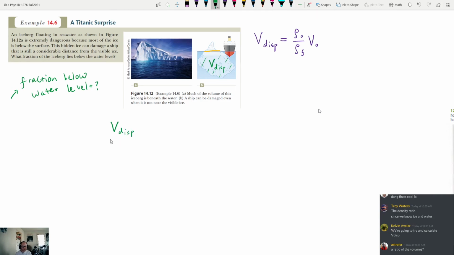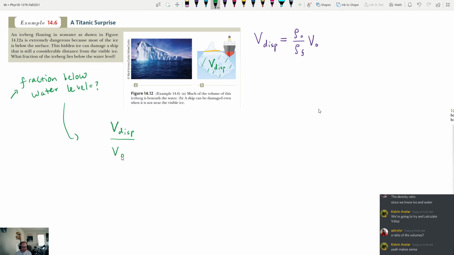Thank you. That's right. So this is what we mean when we say the fraction below the water level. That is, take the volume that's below the water, divide by the total volume of the object, right? That's the fraction. Does everyone agree that this is what that means? This is the hardest part about physics problems, really, is just getting started. Because once we know what we need to do, it's really easy.